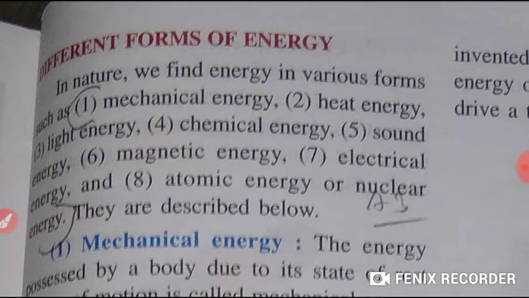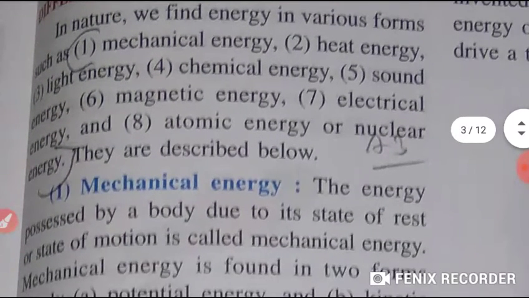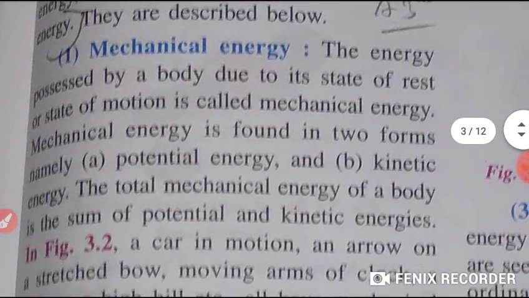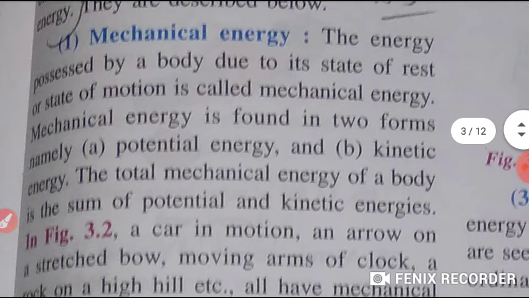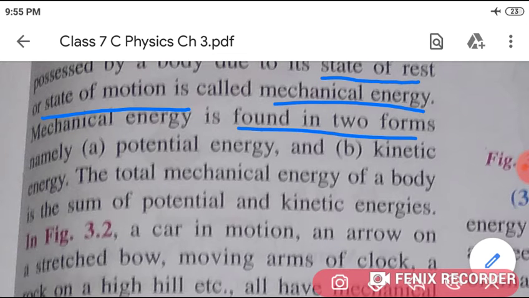In nature, students, we find different forms of energy: mechanical energy, heat energy, light, chemical, sound, magnetic, electrical, and atomic energy, or we can say nuclear energy. So what is mechanical energy, students? The energy possessed by a body due to its state of rest or due to its state of motion is called mechanical energy. It is of two forms, students: potential and kinetic energy.